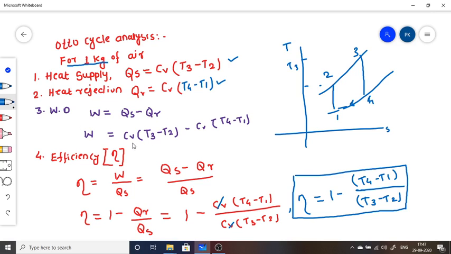If you put in the values, work done is Cv into (T3 minus T2) minus Cv into (T4 minus T1). Then efficiency is equal to work done by heat supplied, that is (Qs minus Qr) by Qs, which is 1 minus Qr by Qs. Cv gets canceled out, so efficiency is equal to 1 minus (T4 minus T1) divided by (T3 minus T2). This is the efficiency in terms of temperature.